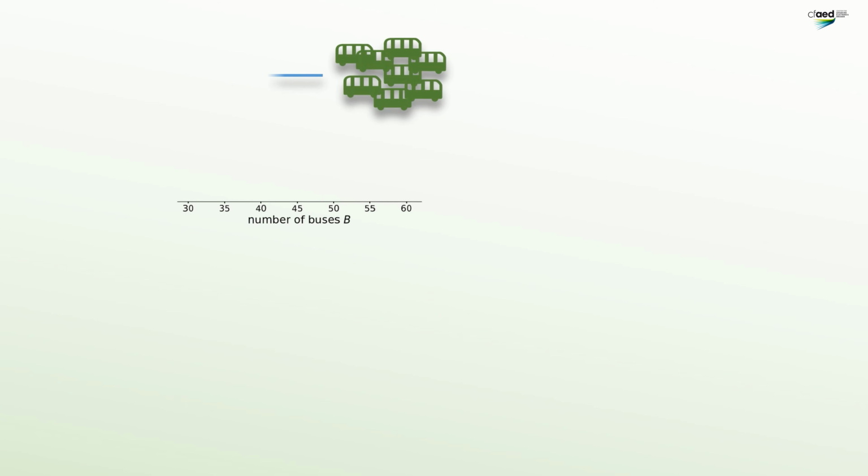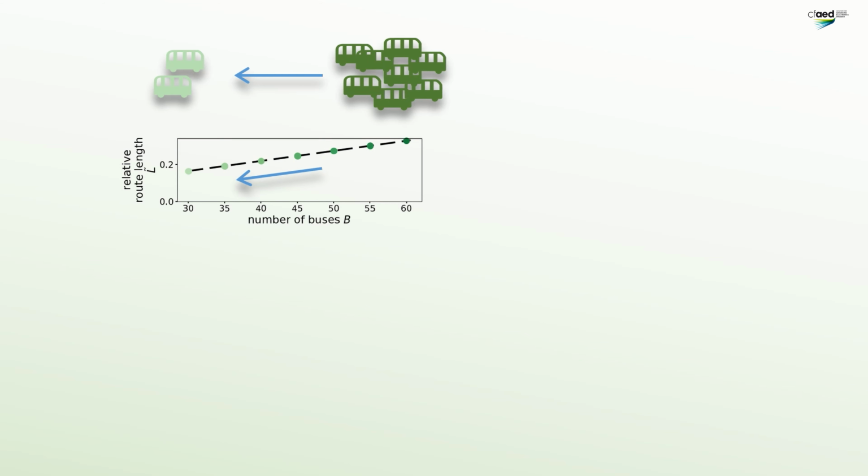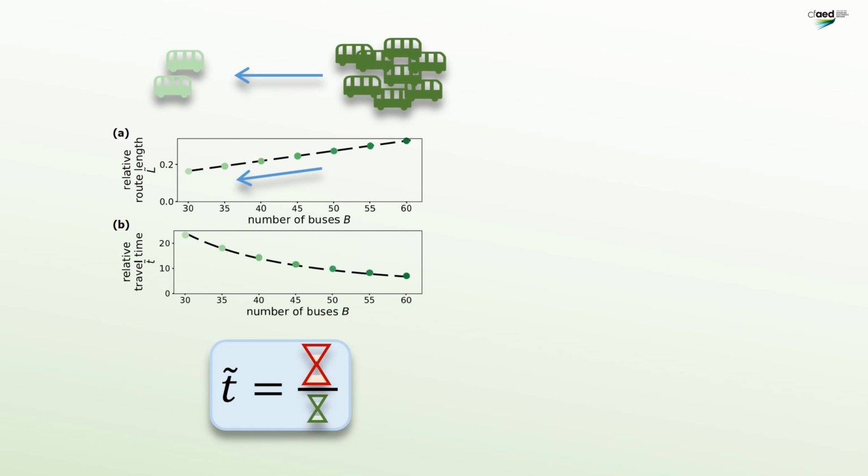The fewer buses, the shorter is the relative route length. But passengers experience longer travel times due to other users. To measure the detour, we introduced the relative travel time that compares how long users travel with ride-sharing to how fast they would travel individually. With fewer buses, users travel longer.